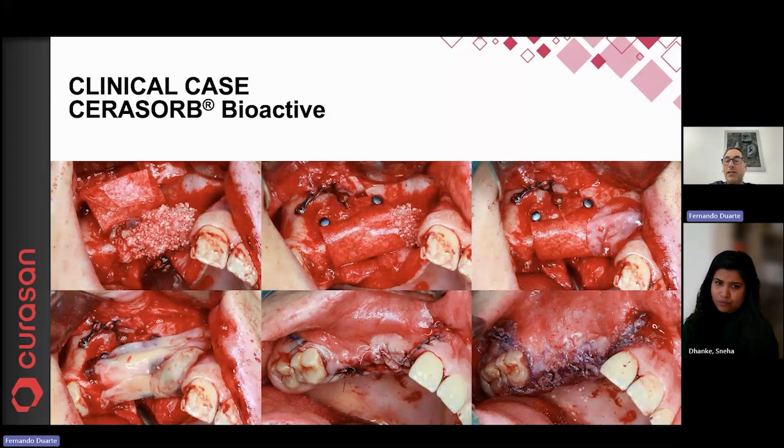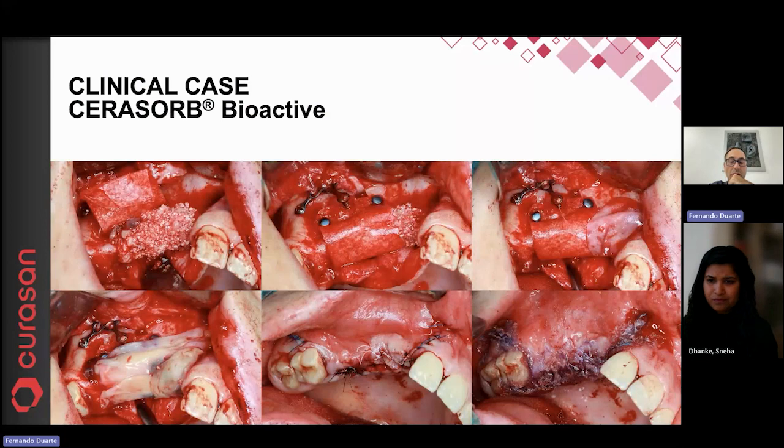And on top of this is the Osgide membrane. This is a resorbable membrane from Curasan that I like a lot, because it's a large membrane and very malleable. We can adapt it to the bone defects, and we can adapt it to the alveolar bone also. And on top of that, we also place some fibrin membranes to give an extra coverage to this bone defect and to this bone graft.